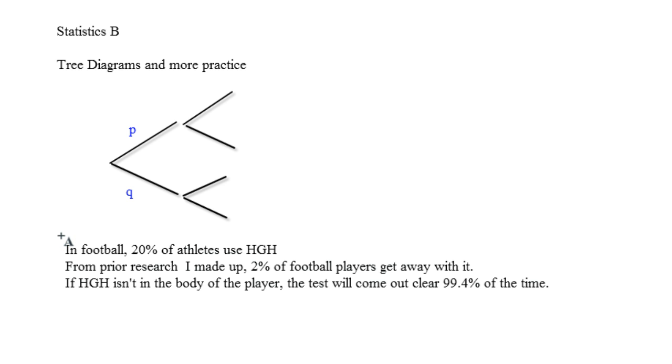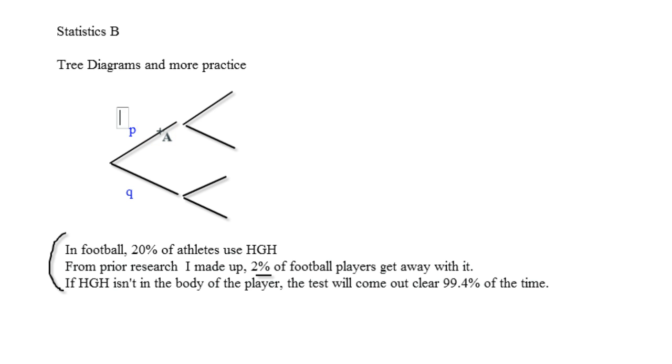But we're going to come up with a situation where you can actually use the tree diagram to organize your information. So let's say that your information starts out like this. In football, 20% of athletes use human growth hormone. From the prior research I made up, and that is a joke because I did make this up just for the sake of numbers, 2% of football players get away with it. If HGH isn't in the body of the player, the test will come out clear 99.4% of the time. Alright, let's start marking up stuff.